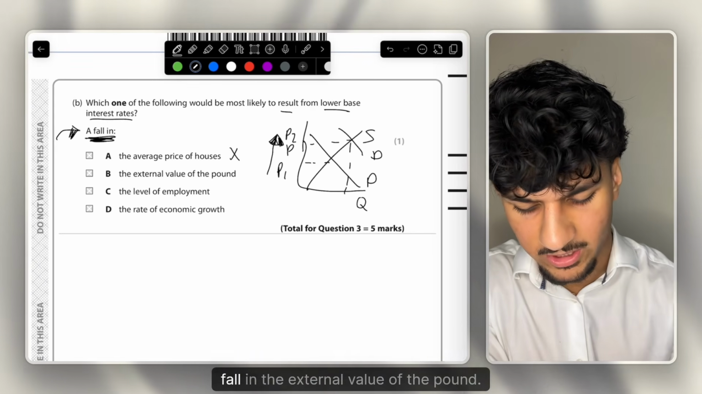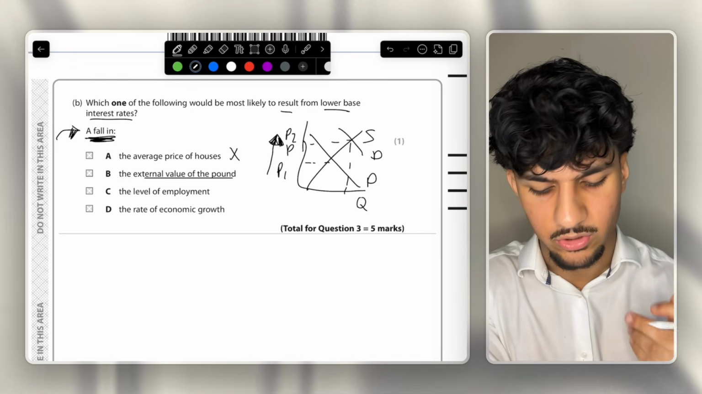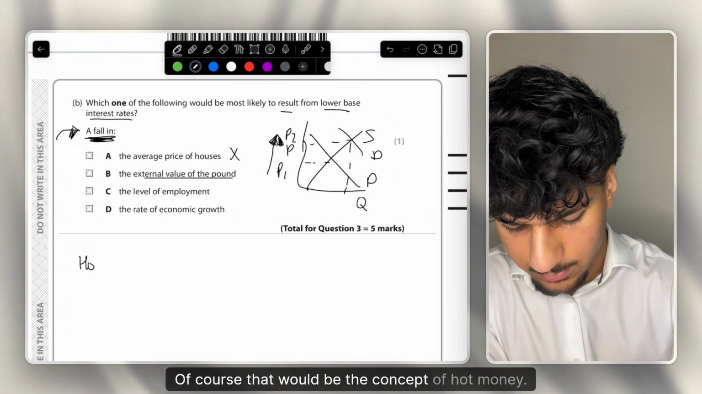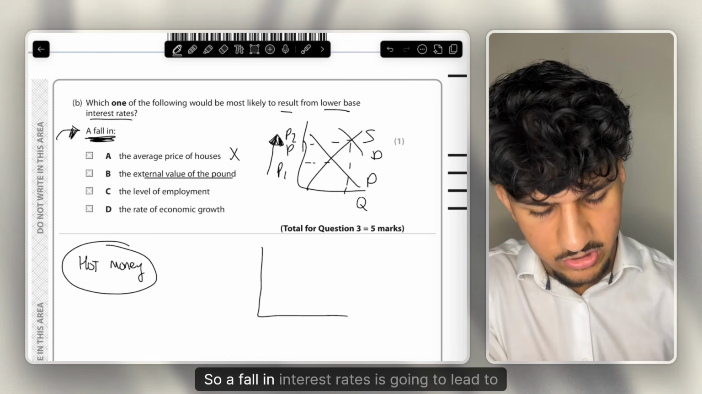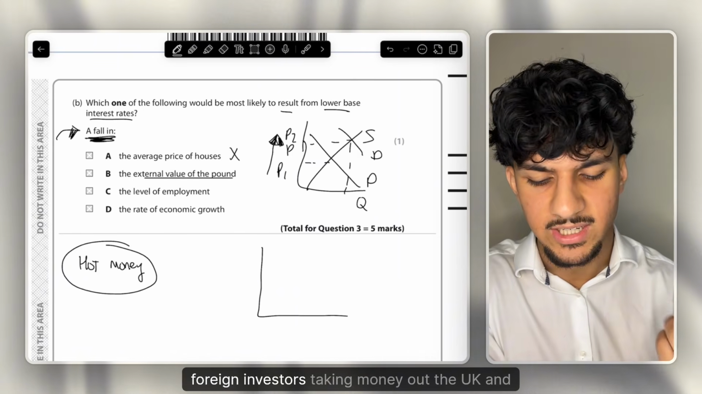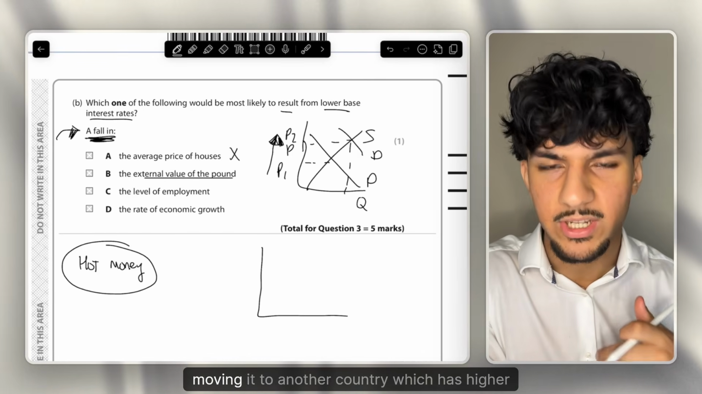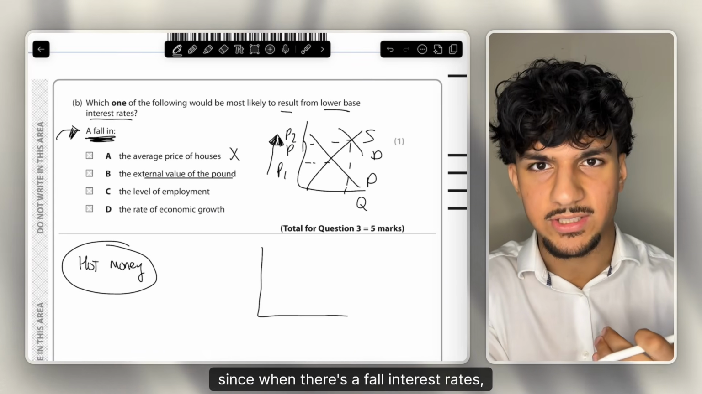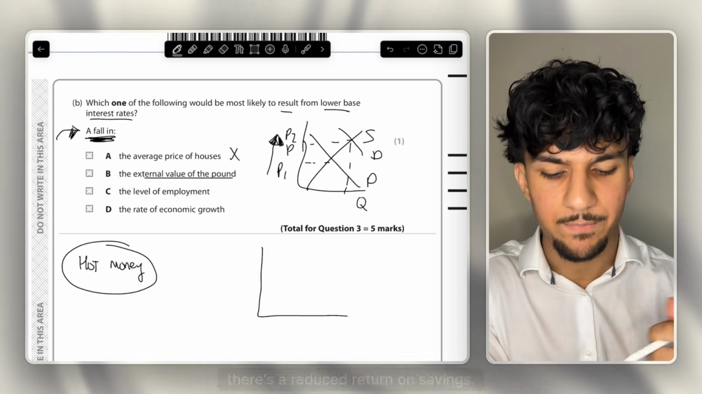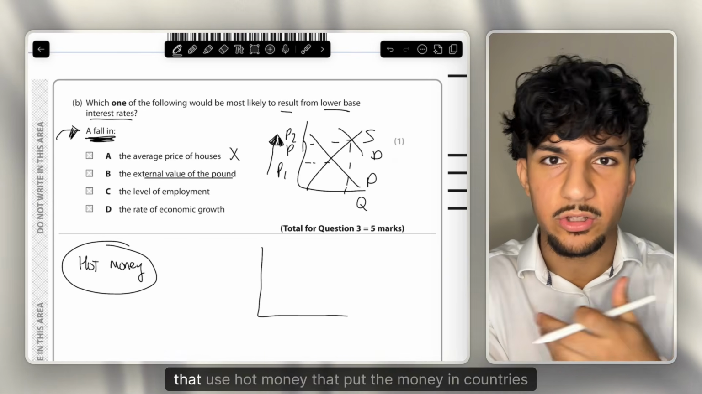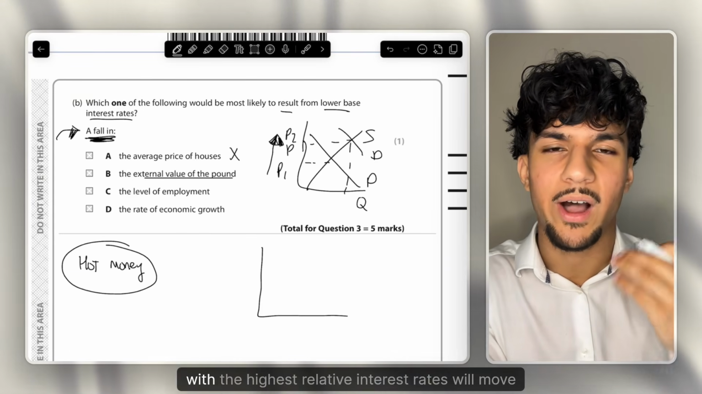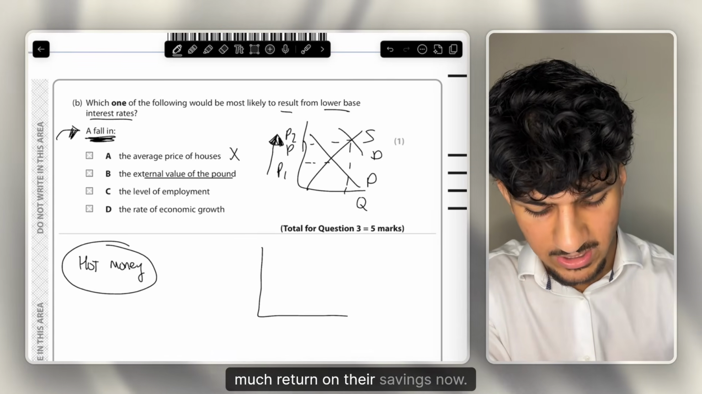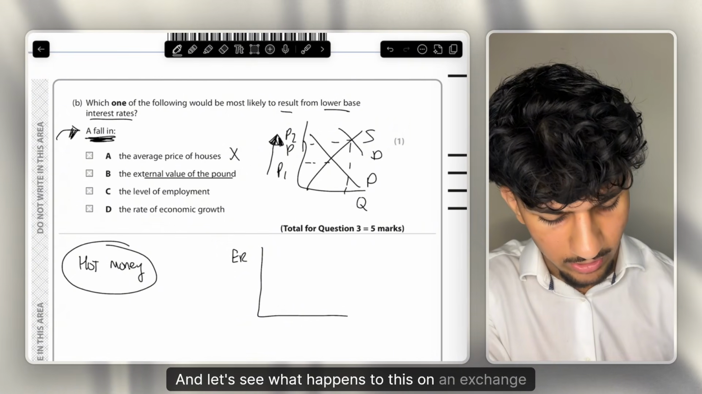Let's think about B, a fall in the external value of the pound. So what is the relationship between the pound and interest rates? Of course, that would be the concept of hot money. A fall in interest rates is going to lead to foreign investors taking money out of the UK and moving it to another country which has higher relative interest rates. Why? Since when there's a fall in interest rates, there's a reduced return on savings. Therefore, foreign investors who use hot money, who put their money in countries with the highest relative interest rates, will move their money out of the UK as they're not getting as much return on their savings now. And let's see what happens to this on an exchange rate diagram.